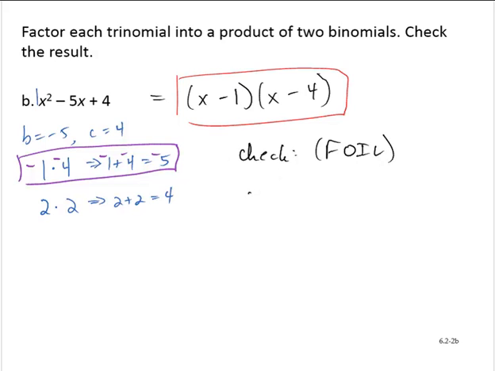x by x is x squared. Outers, x by negative 4 is negative 4x. Inners, negative 1 by x is negative 1x. I'll write the 1 on purpose here. And last, negative 1 by negative 4 is positive 4. Combining the like terms yields x squared minus 5x plus 4, which checks out.